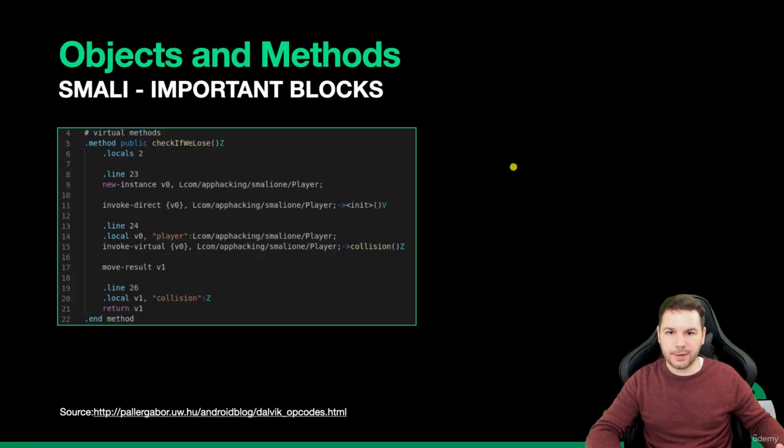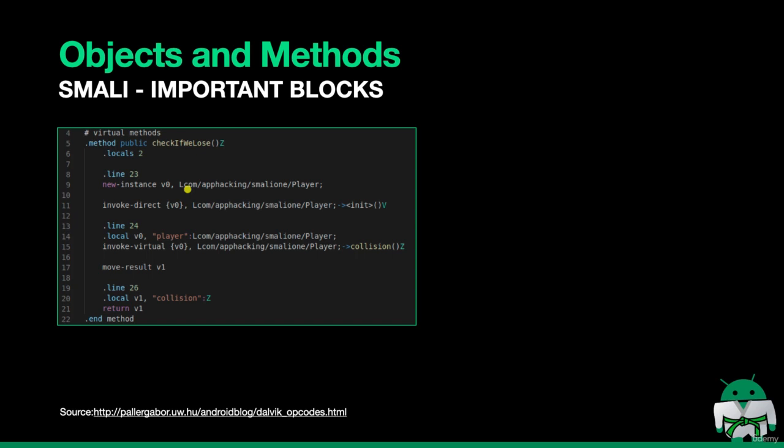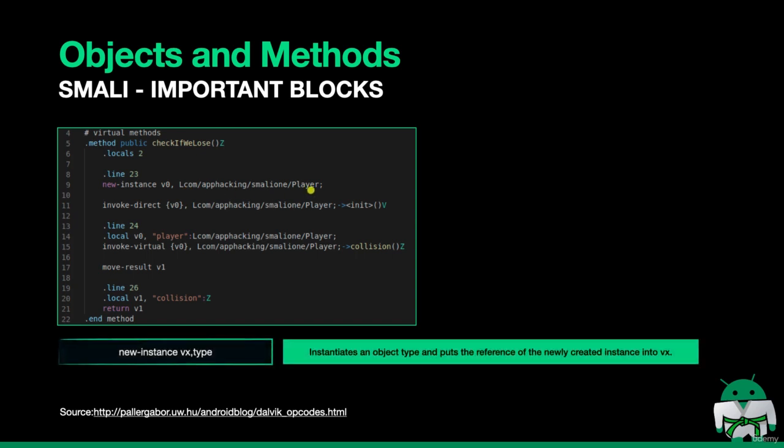Okay, so this is a different function, but it doesn't really matter. The approach of creating a new instance and calling an instance method is always the same. Here we can see this method, check if we lose, returns a Boolean value and does not have a parameter. Then we are creating a new instance over here, new instance also from type player. We also have this sentence over here copied from this awesome site: instantiates an object type and puts the reference of the newly created instance into Vx. Our v0 is now holding our reference to this instance.